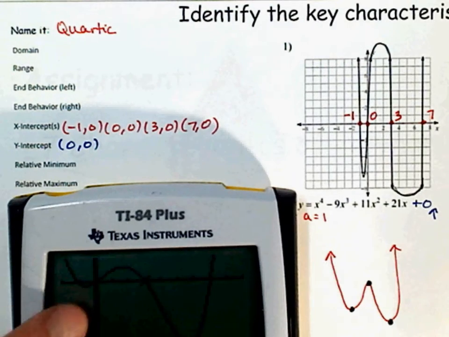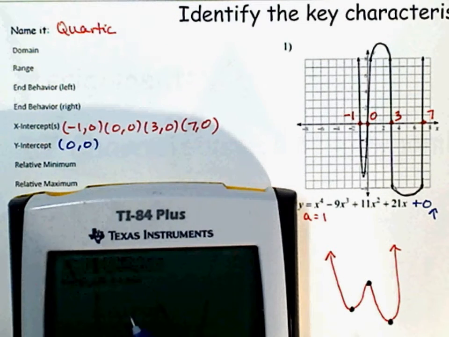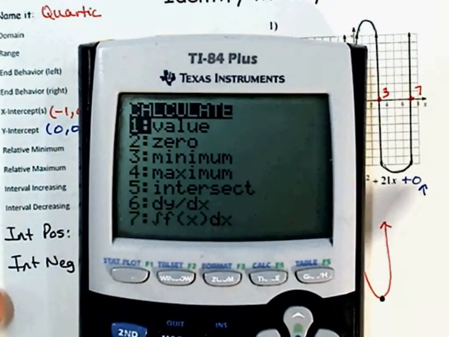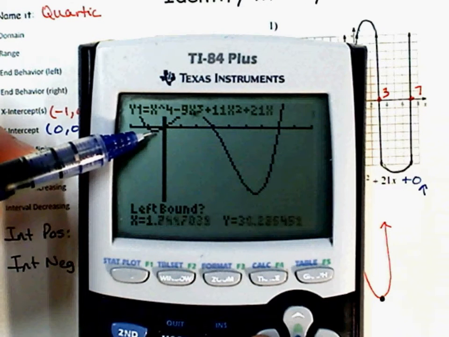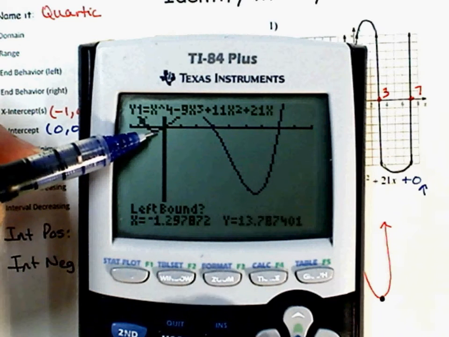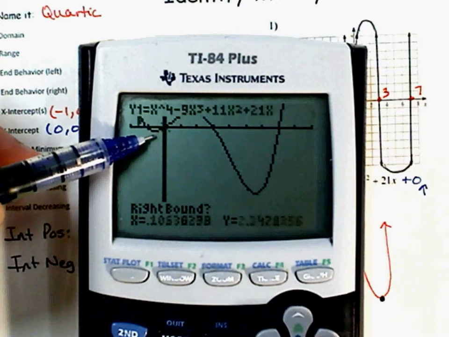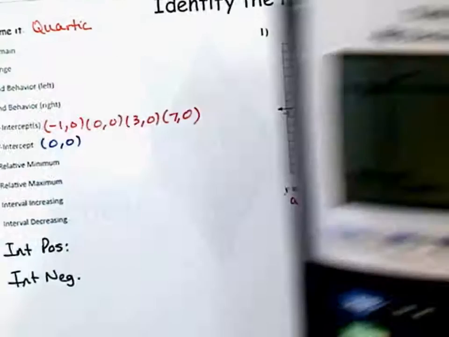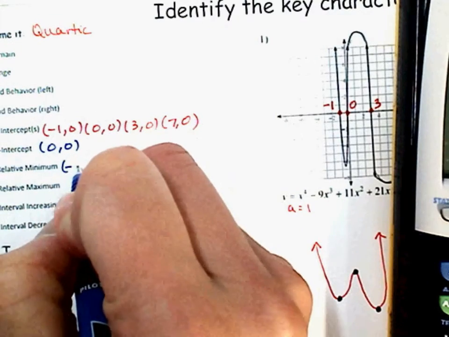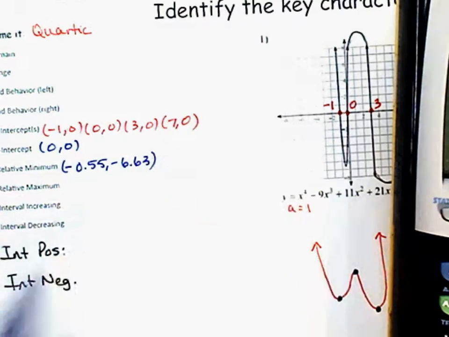All right, let's go ahead and find our minimum right here. So I'm going to hit second calc, see where it says minimum. Oops, my apologies. So I'm going to hit 3. Here's my minimum. I need to be to the left of this point I'm looking for. See my cursor? Always use your left and your right, not up and down. Okay, you're going to move along the x. Here's your minimum. Enter. Right bound, I need to be to the right of this point. See how my cursor's to the right? And I'm going to push enter. Okay, so my minimum is right there. There's one of them. It's at (-0.55, -6.63). Two decimal places would be great.